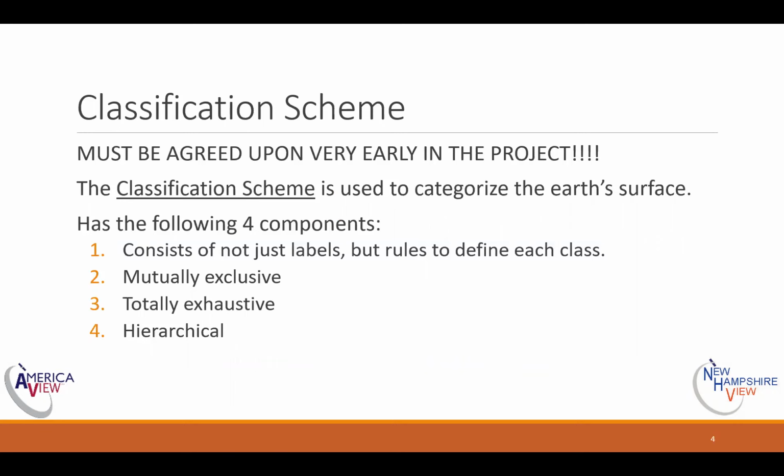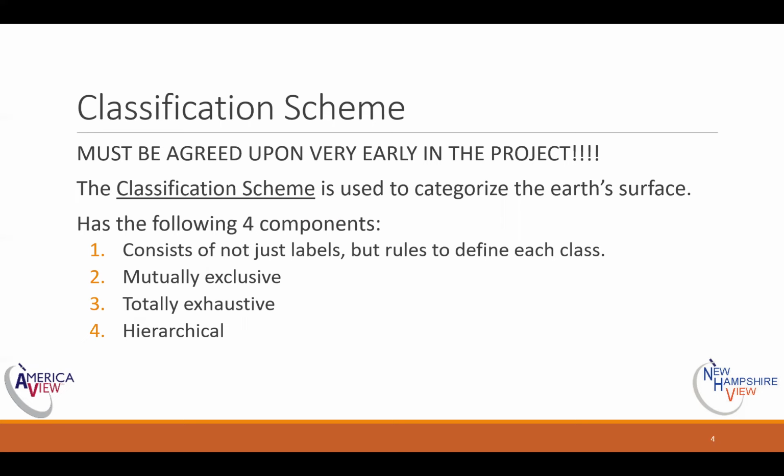Okay. A classification scheme is used to categorize the Earth's surface, right? Okay. So every good classification scheme has 4 components. It must have not just the labels, but it must have some kind of rules to define that so that everybody agrees what that class means. So for instance, for a forest, forests are defined by the density of the trees, how close together they are, or sometimes that's called crown closure, but it's also defined by the height of the trees. Okay, so maybe it's 3 meters. Anything less than 3 meters is not a forest yet. Okay, but if you don't define those things, what you think is a forest and what I think is a forest could be very, very different.